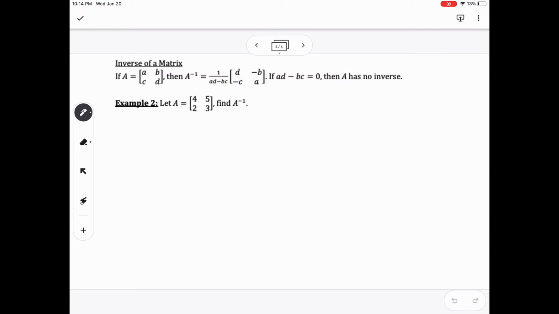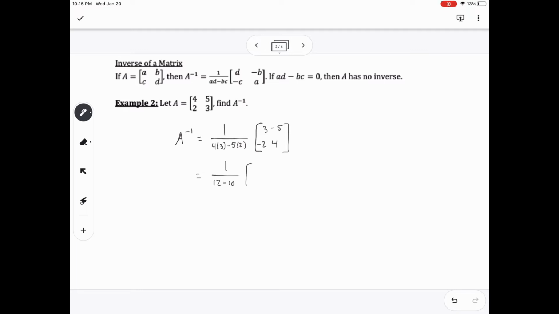Now we can also find an inverse given a matrix by using this formula of 1 over A times D minus B times C multiplied to the matrix of D, negative B, negative C, A. So what we're actually doing is we're finding a scalar that helps find the inverse of this matrix, and then the values on that main diagonal switch. So in this case 4 and 3 will switch, and then B and C, so in the other diagonal, they become the opposite sign. So if they're negative, they're positive. If they're positive, they're negative.